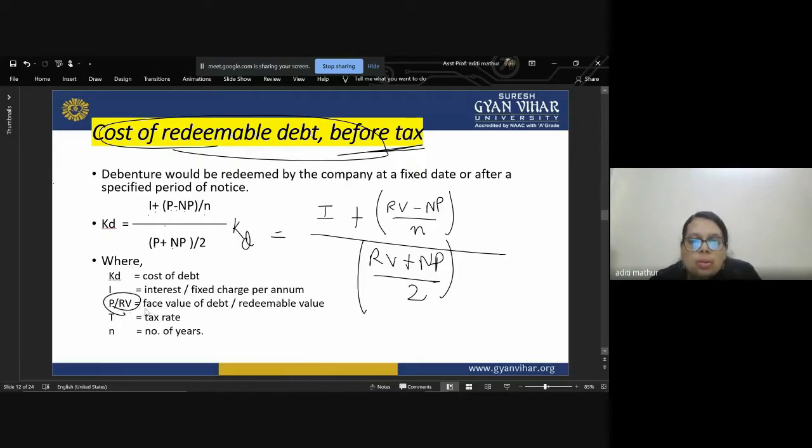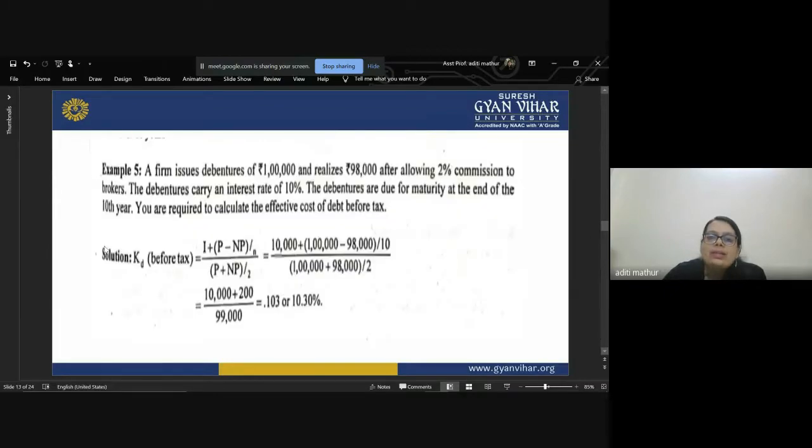Redeemable value is also equal to face value if it is not given in the question, right? So we can just see n means the number of years after which your debentures will get redeemed. NP is your net proceed, the same formula for the net proceed which we have discussed previously. I is for your interest. And now let us just solve this question to get a good understanding.